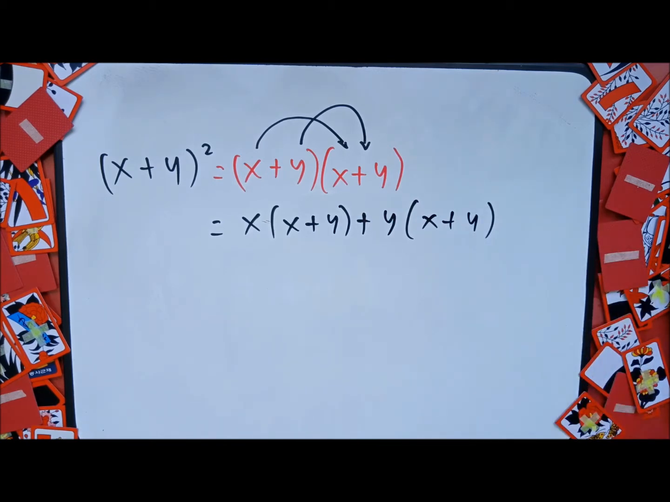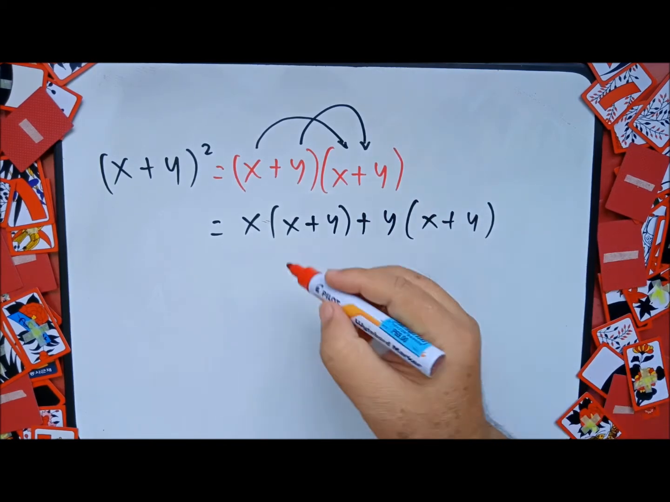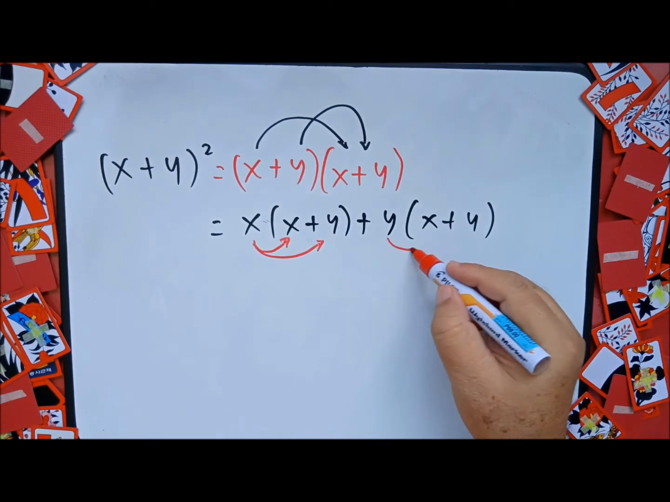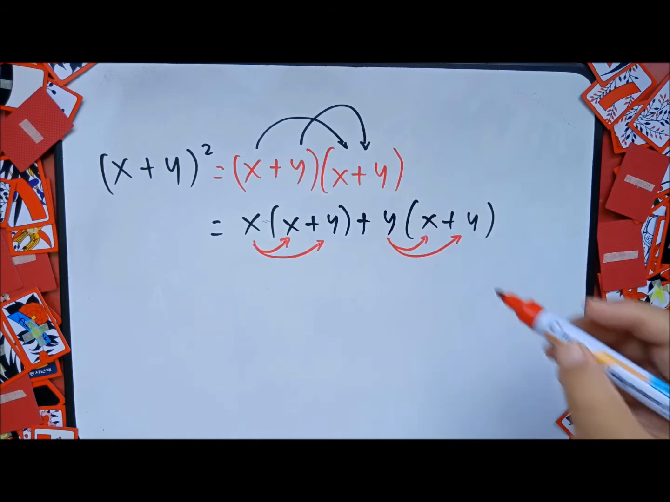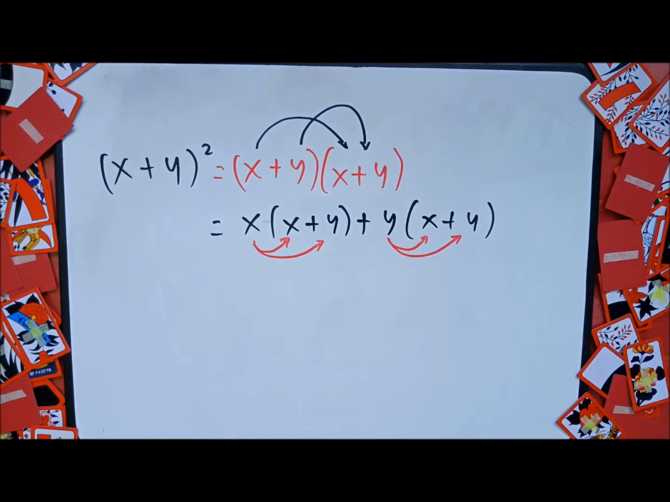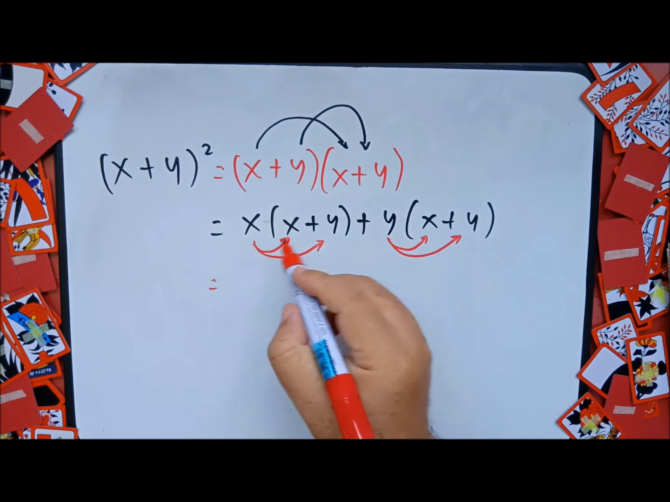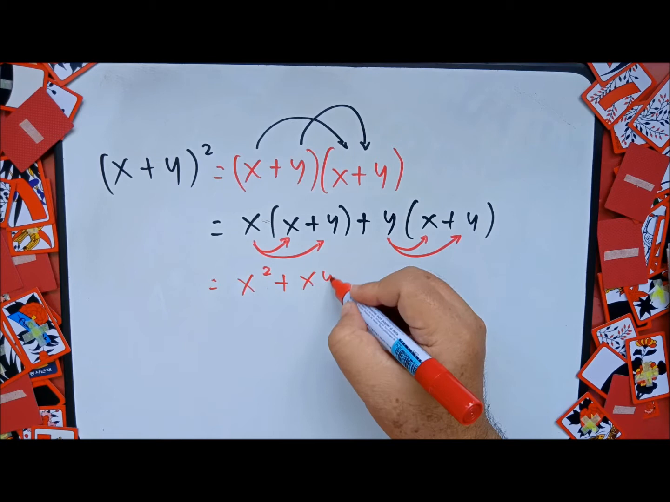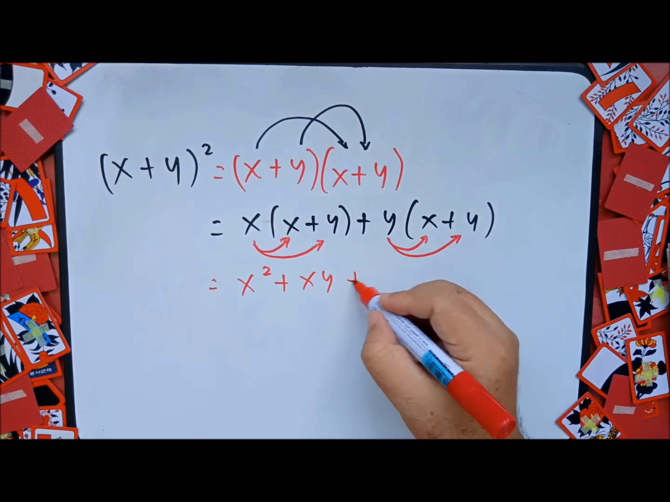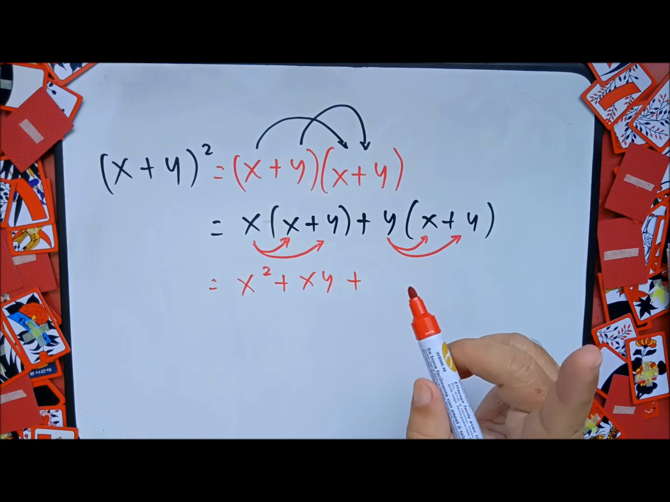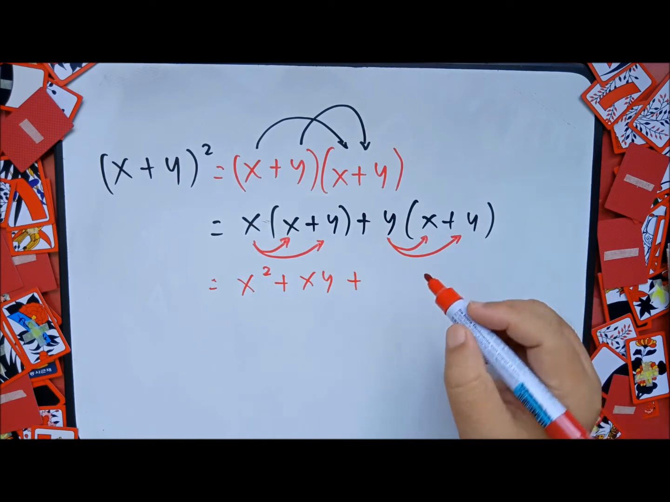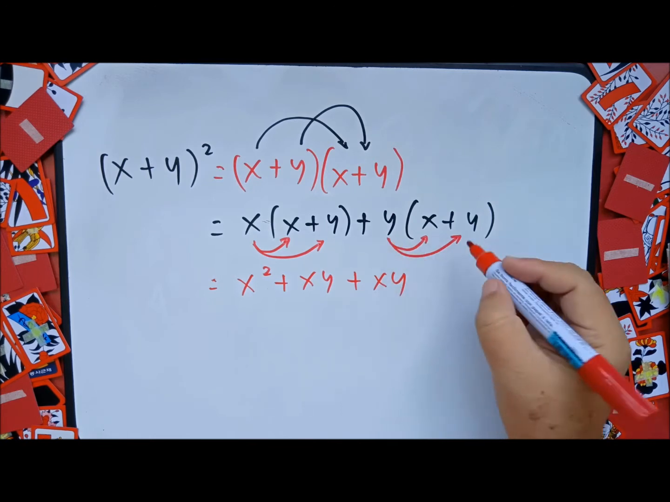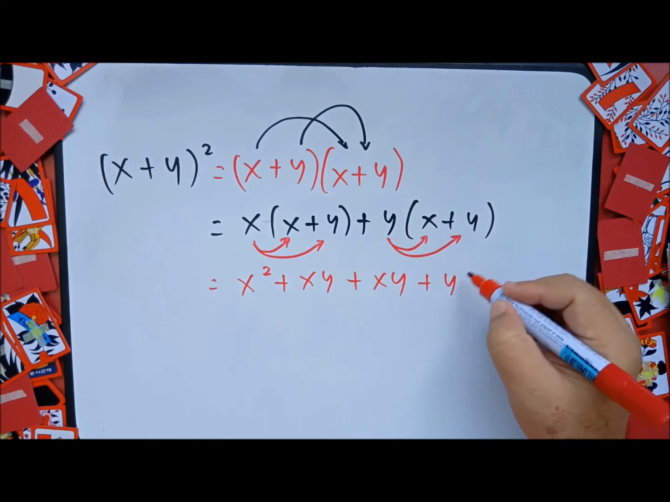Now again, what will you do? Multiply, distributive property. What will happen? x times x will become x squared. x times y will become xy. y times x will become yx, but yx is not the proper way of writing. We have to do it alphabetically. So this will become xy. Then y times y is y squared.